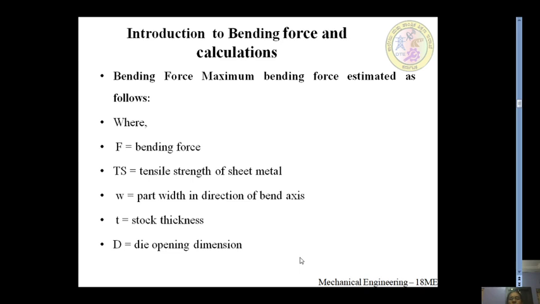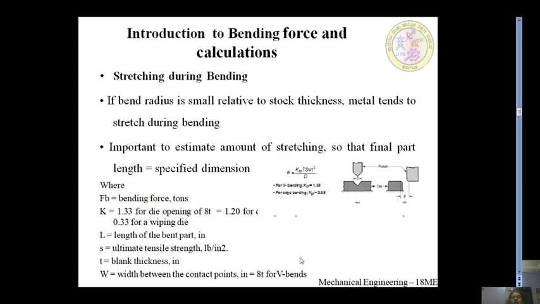Now the bending force. The maximum bending force is estimated as F, where Ts is the tensile strength of the sheet metal, W is the part width in the direction of the bend axis, T is the stock thickness, and D is the die opening dimension. If the bend radius is small relative to the stock thickness, the metal tends to stretch during bending. So it is important to estimate the amount of stretching so that the final part length is equal to the specified dimension.